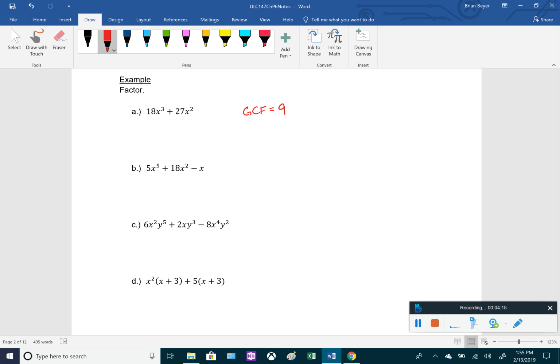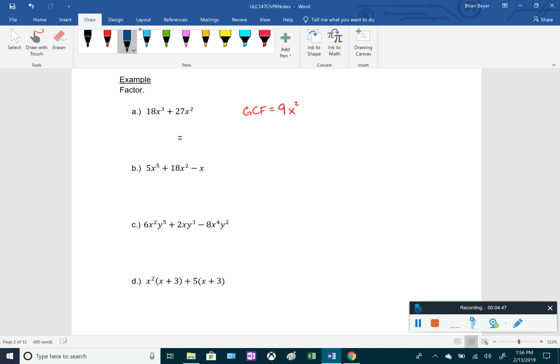Remember, factors are things that multiply to that thing. Next, for the factors of x cubed and x squared, the greatest common factor is going to be x squared. The shortcut for knowing the greatest common factor with variables, for one variable, for x in this case, is that it's going to be the one with the smallest exponent. In this case, the smallest exponent was 2. So the GCF between x cubed and x squared is x squared.